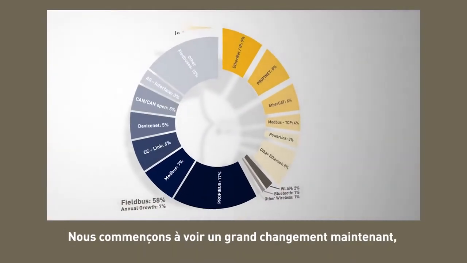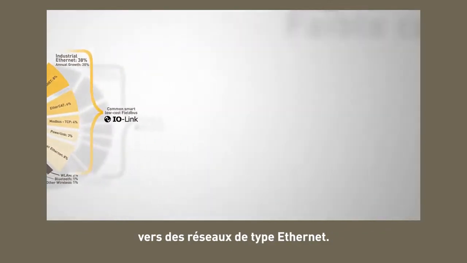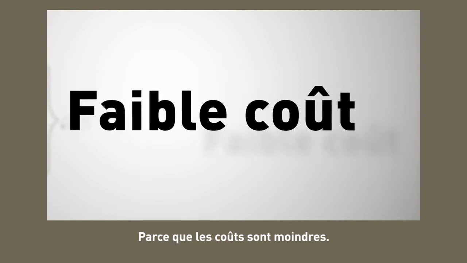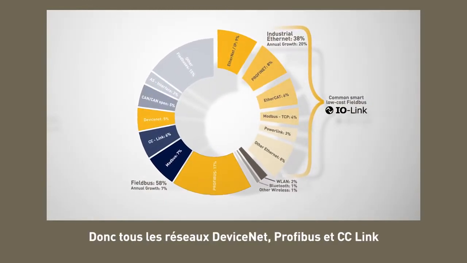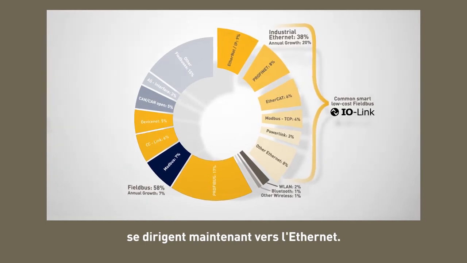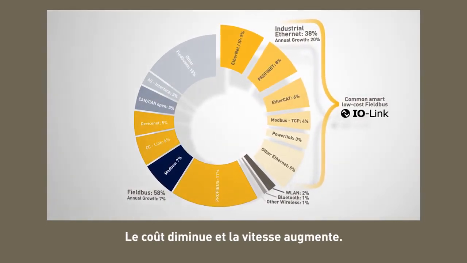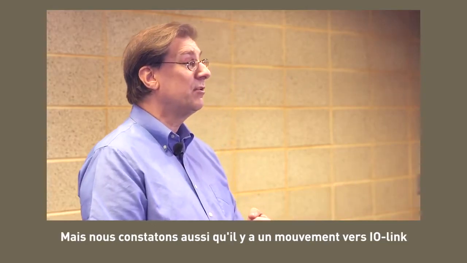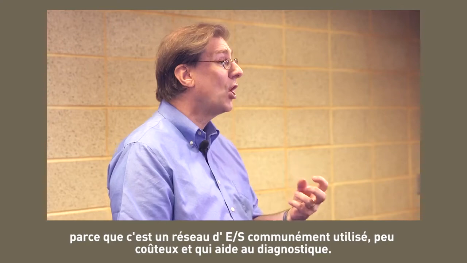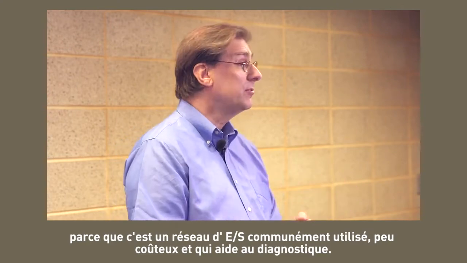We've started to see a big shift now towards Ethernet type networks. And the reason why is the cost came down. So all the DeviceNet and Profibus and CC-Link are now moving towards Ethernet strictly because of the cost. It's coming down, speed's faster, but we're also seeing there's a move towards I/O-Link because it's a common low-cost diagnostic type I/O network.